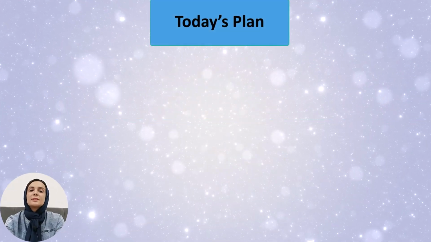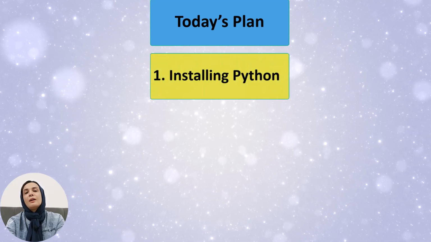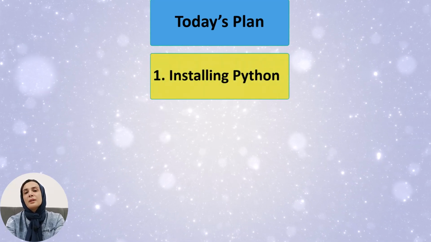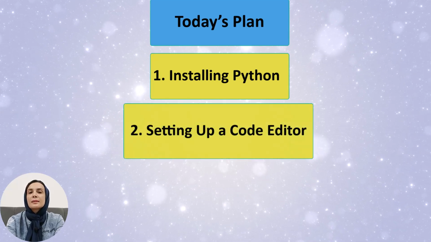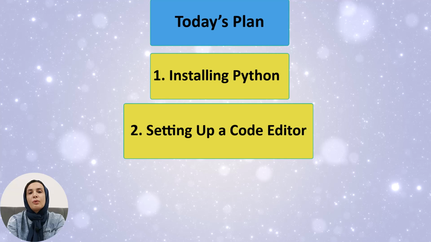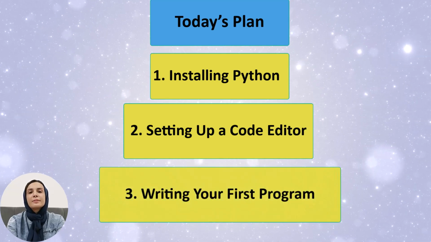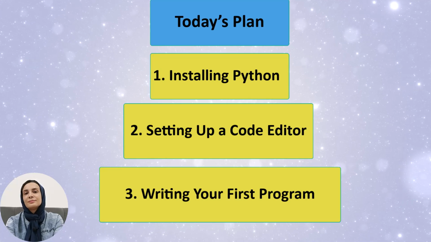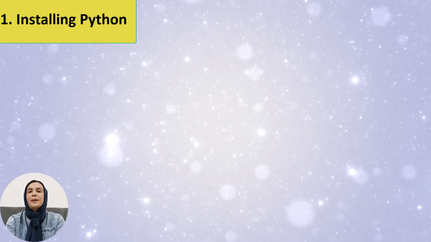What are we doing today? Here's what I will do in this video. First, we install Python on our system, and we install and set up VS Code, a place to write code. I recommend VS Code. And lastly, we write our first Python program and run it. Let's start. Step 1, installing Python.